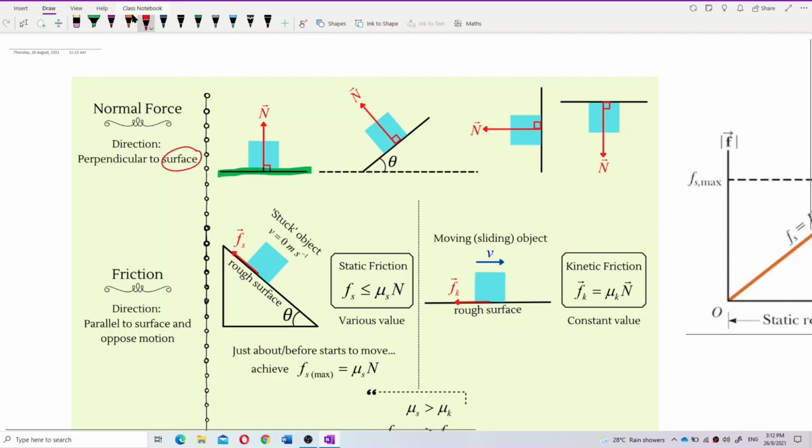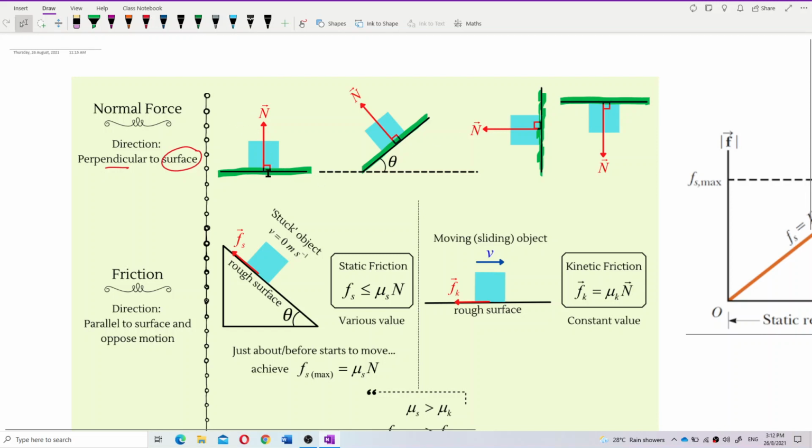Like this one also, there is a surface. You see that in contact. Here also there is a surface in contact. This one also a surface in contact. So all these contribute to the normal force, and normal force must be perpendicular to the surface, no matter how the surface is. Okay, horizontal, inclined, wall, ceiling.